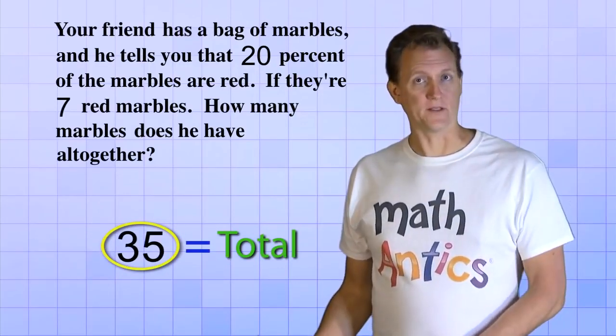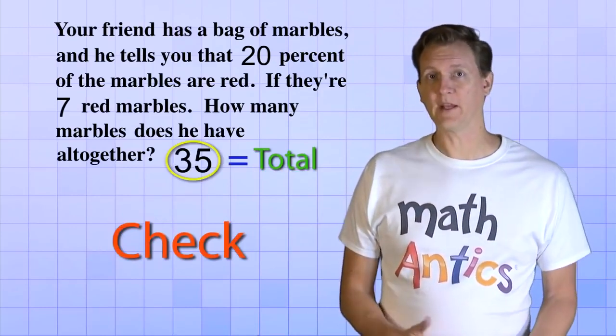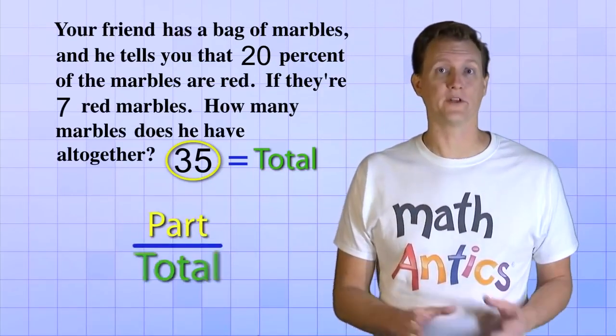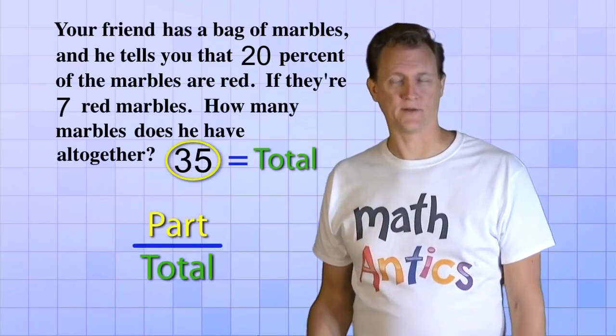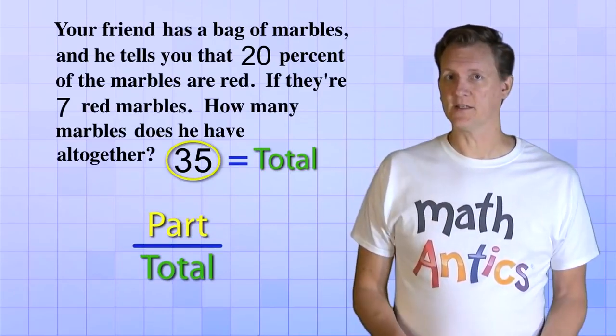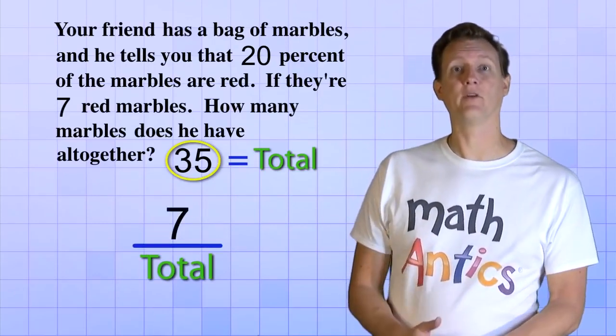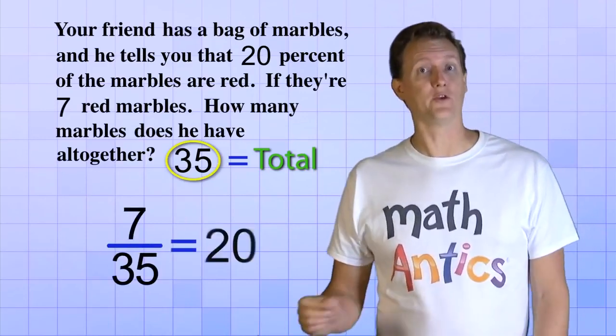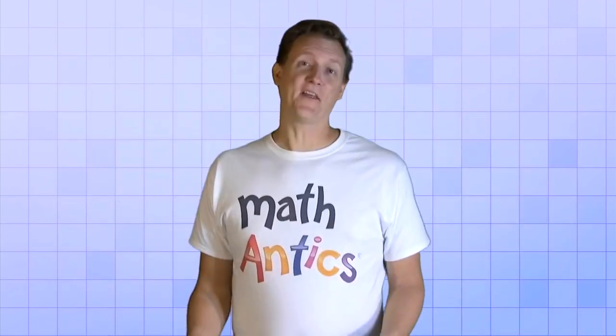And in a problem like this, you can always check your answer by making sure that the fraction of the part over the total would give you the correct percent. For example, in this case, you can make sure that the fraction 7 over 35 would really be 20%. Now that wasn't so tough, was it? Let's see one more example to make sure you've got the procedure down before you try some on your own.